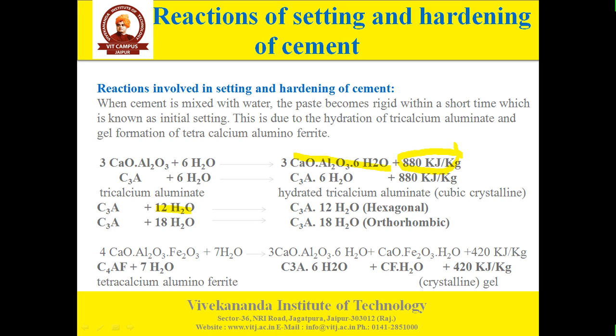It's a cubic structure. When we take 12H2O along with C3A, C3A.12H2O forms, which is a hexagonal crystalline structure, and with 18H2O we see another crystalline structure that is orthorhombic in nature. So these crystalline structures form with C3A with different amounts of water, 6H2O, 12H2O and 18H2O, respectively cubic, hexagonal and orthorhombic. With C4AF, there is formation of C3A.6H2O and CFH2O along with approximately 420 kilojoule per kilogram of energy. Both gel and crystalline structures are formed for C4AF.